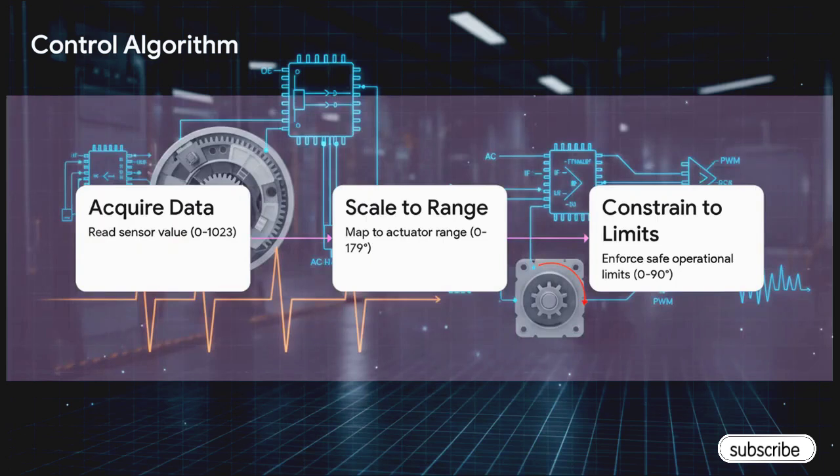It just follows 3 logical steps. Step 1, it grabs that raw sensor data, our number between 0 and 1023. Step 2, it scales that number to match the physical range of our actuator, which in this case is 0 to 179 degrees. And finally, step 3, and this is so important for safety and for the life of your equipment, it constrains that value. It puts a hard limit on it, making sure it stays within the actuator's safe operational limits, which we've set to 0 to 90 degrees.